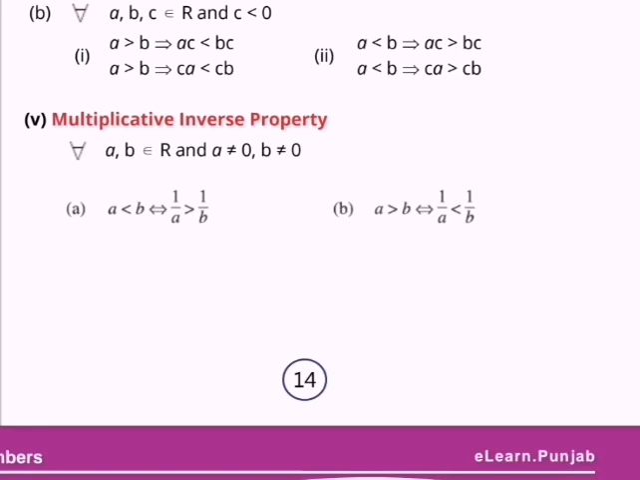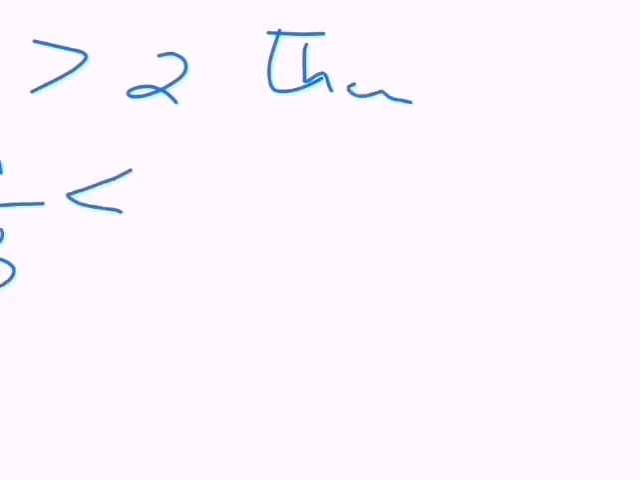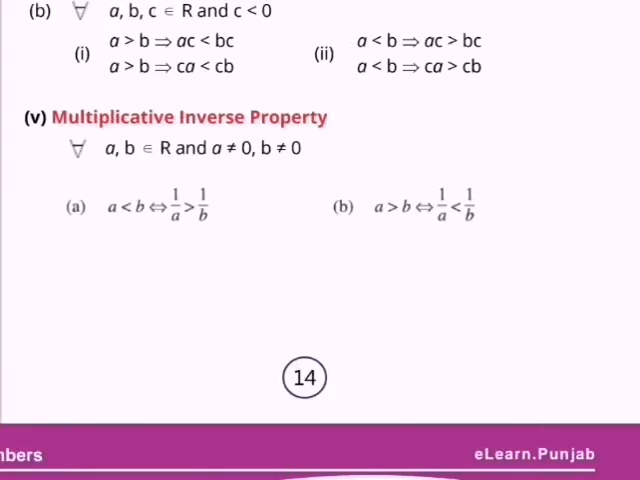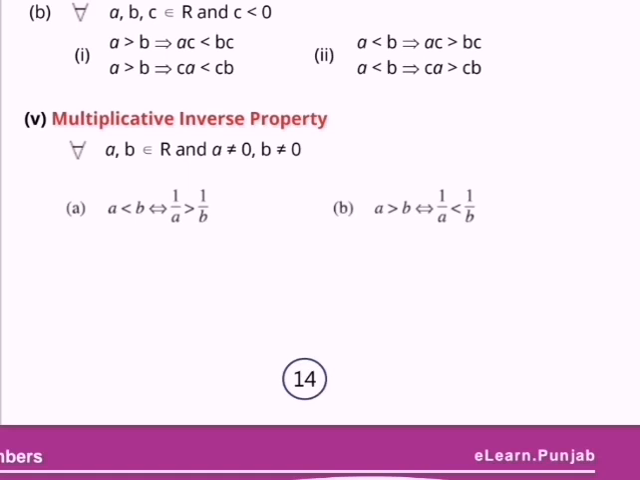Or if we consider 3 greater than 2, then 1 over 3 must be less than 1 over 2. This property is called multiplicative inverse property.